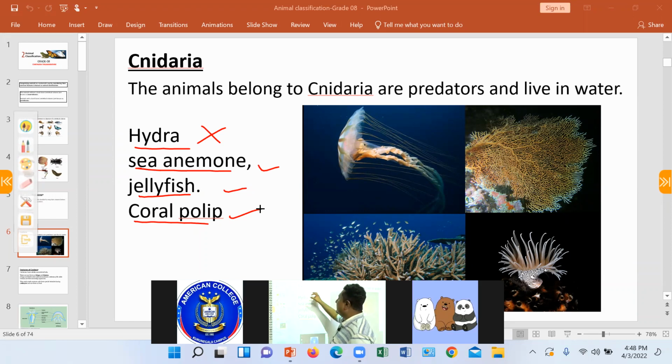Cnidocytes. Okay. Because of these cnidocytes, they are known as Cnidarians.